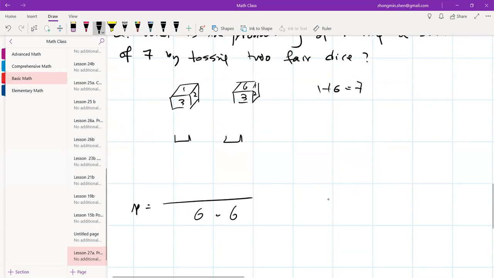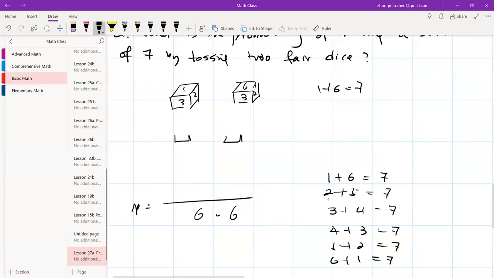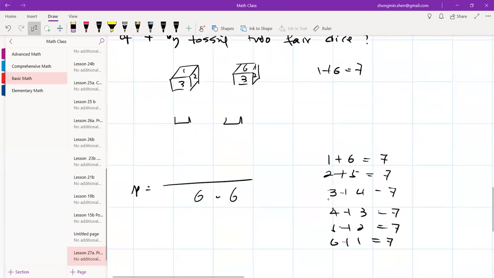Then look at the desired outcomes. 1 plus 6 is going to be 7. Then 2 plus 5 equals 7. And 3 plus 4 equals 7. 4 plus 3 equals 7. And 5 plus 2 equals 7. 6 plus 1 equals 7. So you have 6 choices, the number of all 6 outcomes. So the answer will be 1/6.